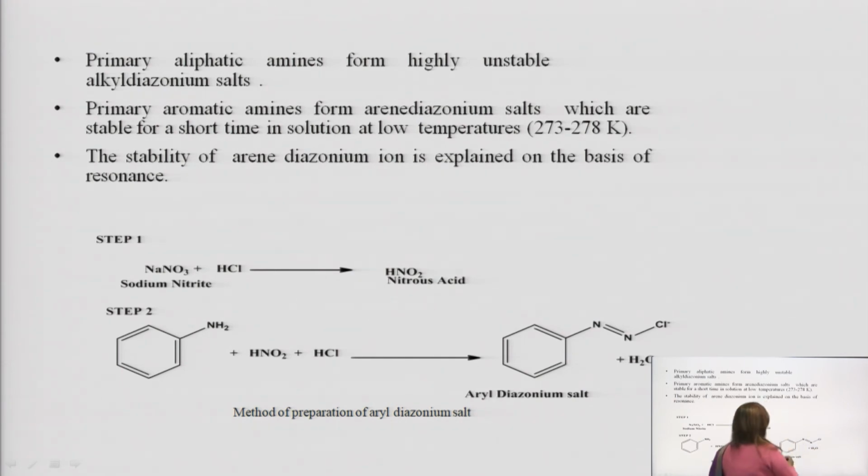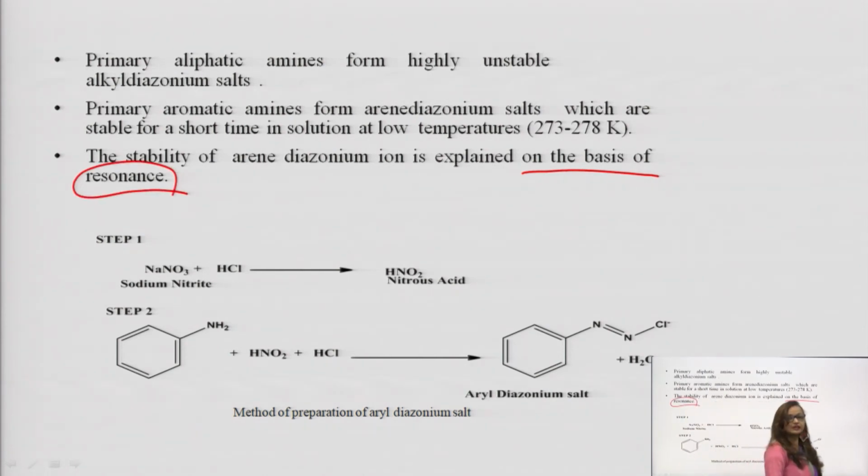See this. On the basis of resonance, the stability of aryl diazonium ions is there. What happens? Dispersion of positive charge occurs. I will tell you how.